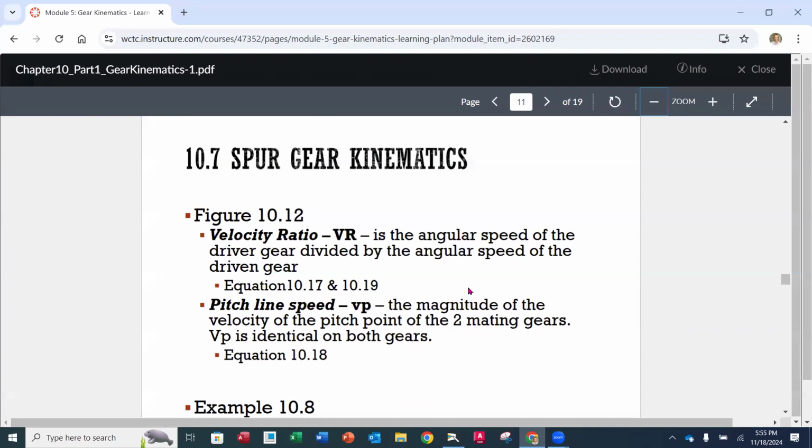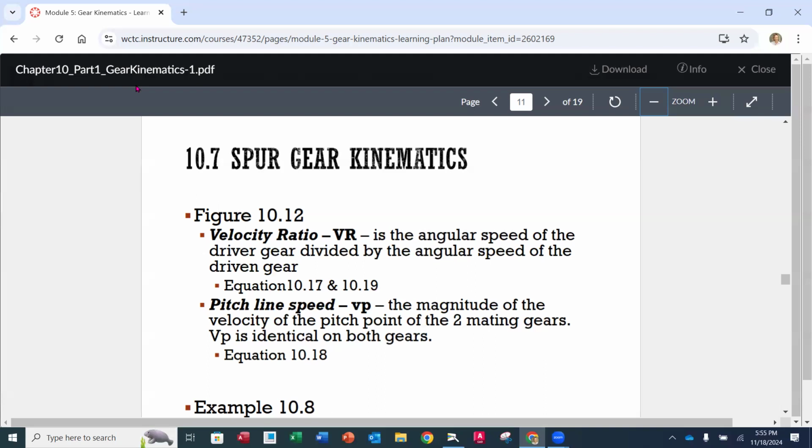Okay, so now we're going to go to section 10.7. I think that we're skipping a little bit here. We are. And 10.7 is going to start on page 273. Okay, 273. Now, spur gear kinematics.